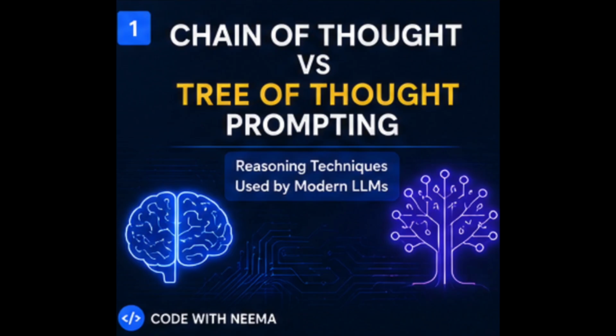So far, we have learned what prompt engineering is and explored zero shot, one shot, and few shot prompting. Today, we are going one step further. We will discuss how modern AI models solve complex problems using reasoning techniques. We will compare two popular approaches, chain of thought, also called COT, and tree of thought, also called TOT. By the end of this video, you will understand where each technique is useful, how they work internally, and when to use them in real-world AI applications.